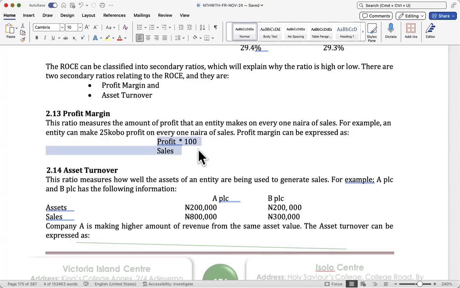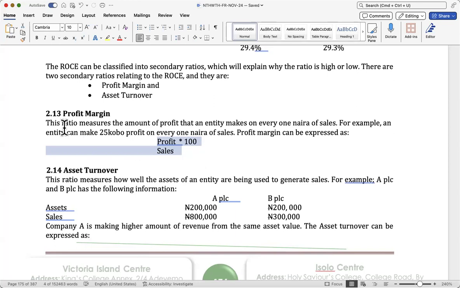But in further studies, like those of you doing PM, there will be a distinction between markup and margin. If you express that profit as a percentage of cost, it becomes markup. If you express that profit as a percentage of sales, it becomes margin. The focus here is expressing the profit as a percentage of sales. So the amount of profit you're making on every 1 naira of sales is your profit margin.